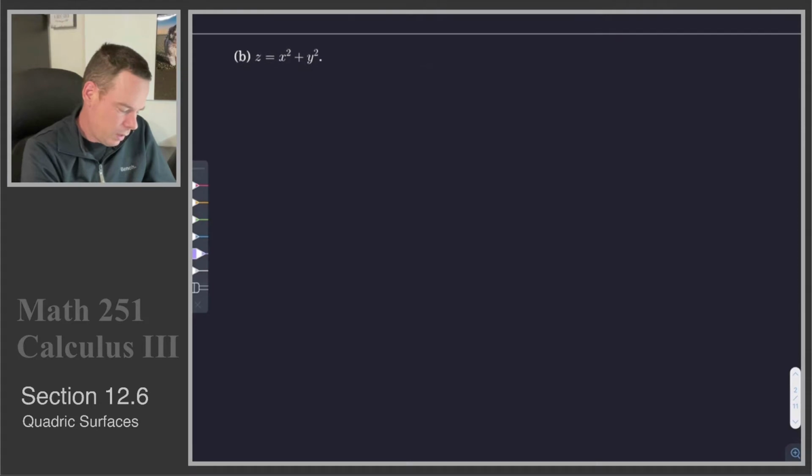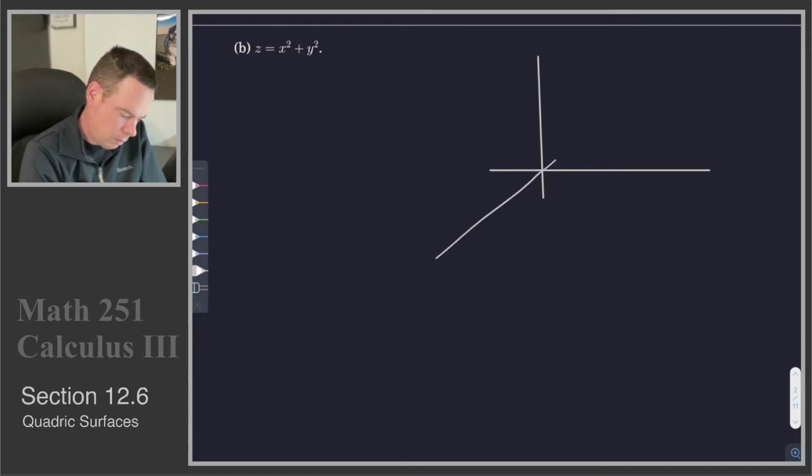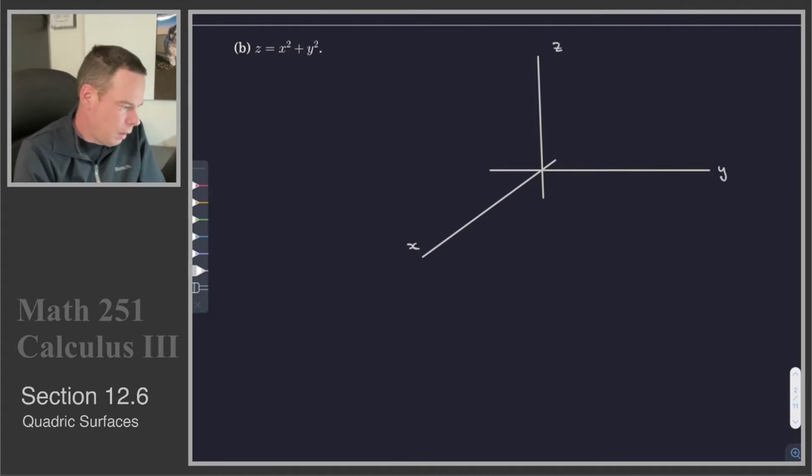So we're going to want to sketch the graph of z equals x squared plus y squared. So how are we going to do this? Well, I'll sketch maybe the coordinate axes over here. So there's our coordinate axes, x, y, and z. And we're going to use the same technique of finding traces.